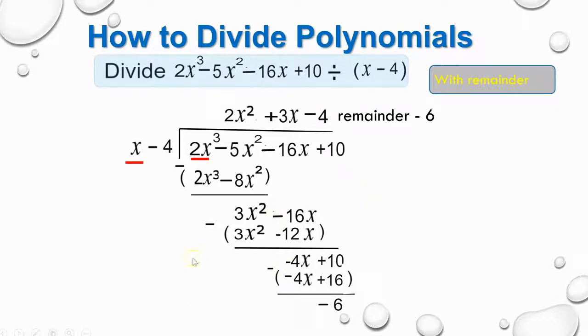You can also write your remainder as negative 6 over your divisor of x minus 4. So that will give you negative 6 over x minus 4. So this is now the division of polynomials with a remainder this time.